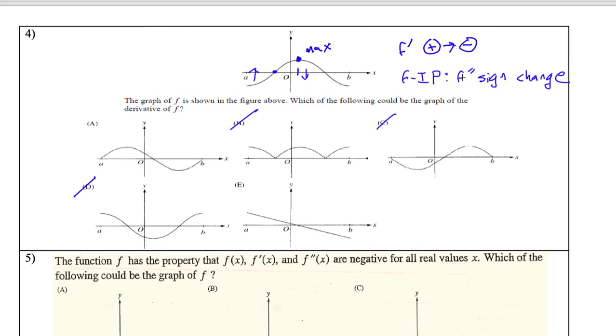So I should have a slope sign change. There's no slope sign change here. That's a constant slope. I do have a slope sign change right here. It goes from a positive to a negative. It is indeed A. On to number 5.